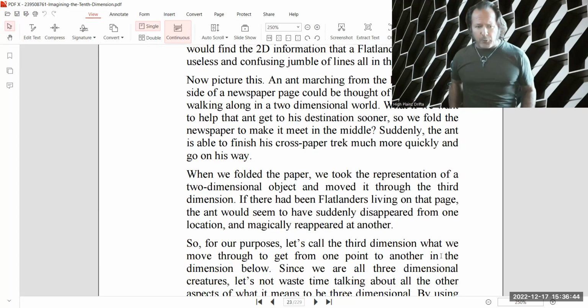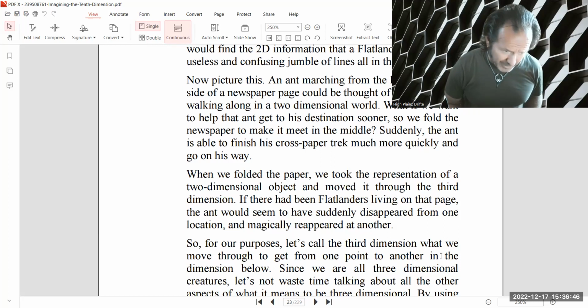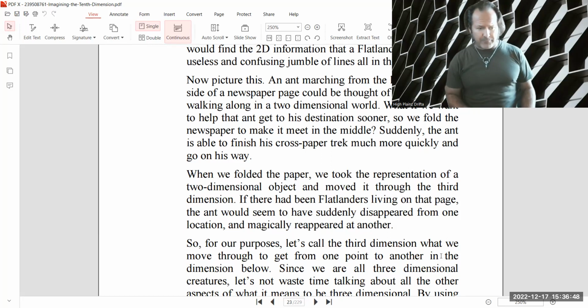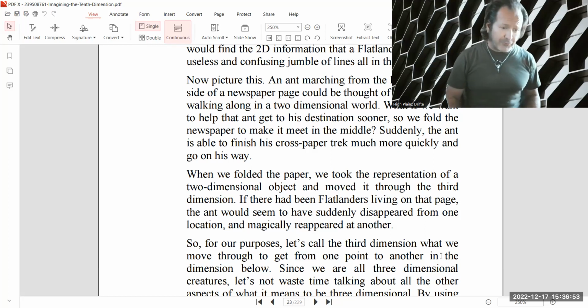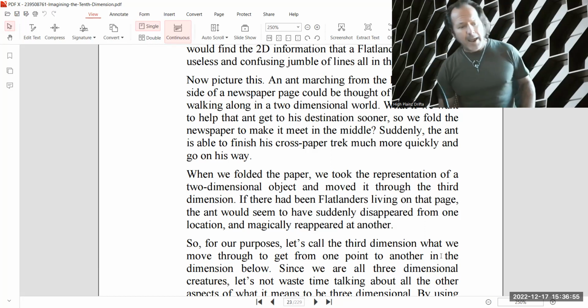When we folded the paper, we took the representation of a two-dimensional object and moved it through the third dimension. If there had been Flatlanders living on that page, the ant would seem to have suddenly disappeared from one location and magically reappeared at another.